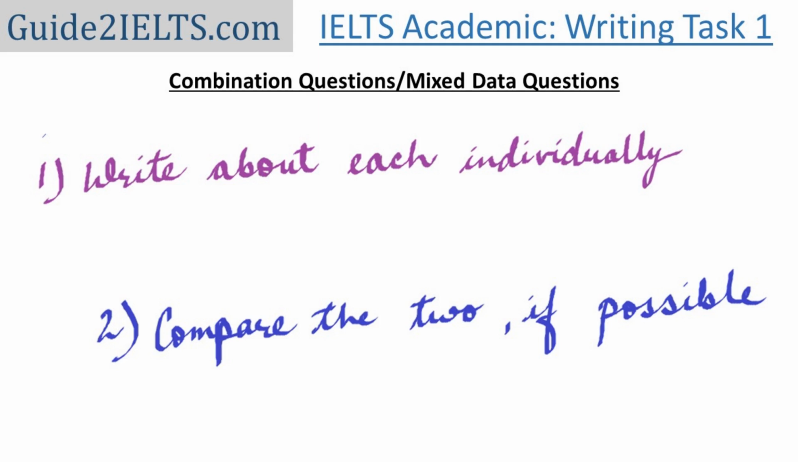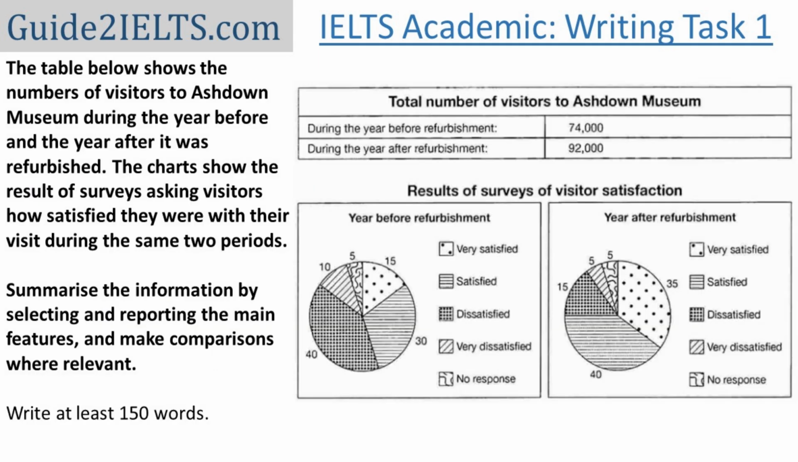In combination questions, along with explaining each set of data individually, we also need to figure out and write about whether they are related. This question that we are working on today is an example of this. We have a table with data of annual visitors to a museum before and after renovation. And we have 2 pie charts about how satisfied these people were with their experience there in these 2 years.